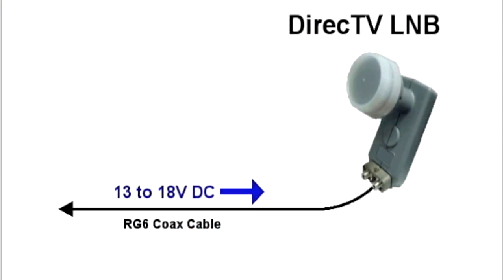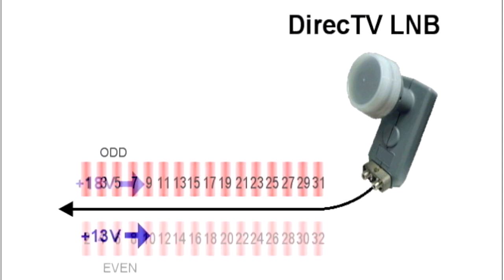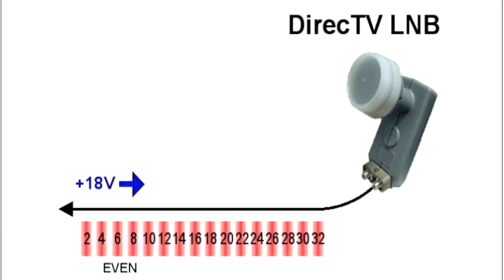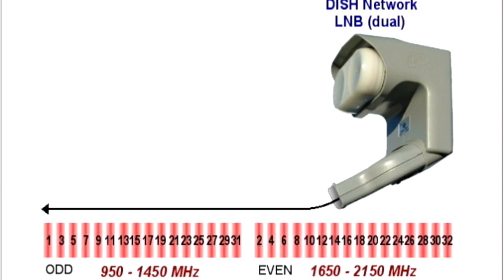Power for the LNB is supplied by the receiver over the same coaxial cable used to feed the signal to the receiver. For DirecTV LNBs, the voltage level is used to select the odd or even transponder channels, carried on the left or right-hand circular polarized signals, respectively, from the satellite. Dish Network LNBs incorporate a European standard called Digital Satellite Equipment Control Technology, or DiSEqC for short. It allows two-way signaling between the LNB and the receiver. Now, both even and odd transponder channels are output at the same time using 2 blocks of intermediate frequencies, 950 to 1450 and 1650 to 2150 MHz.